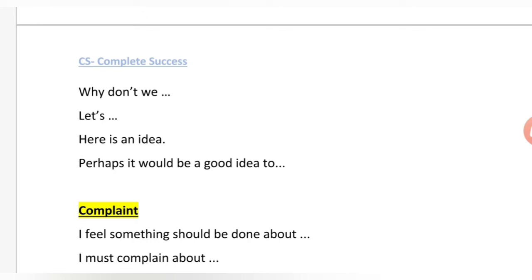any kind of sentence, or you can start with let's. Here is an idea. You can give the idea to the person. Perhaps it would be a good idea too, if you are giving any suggestion.